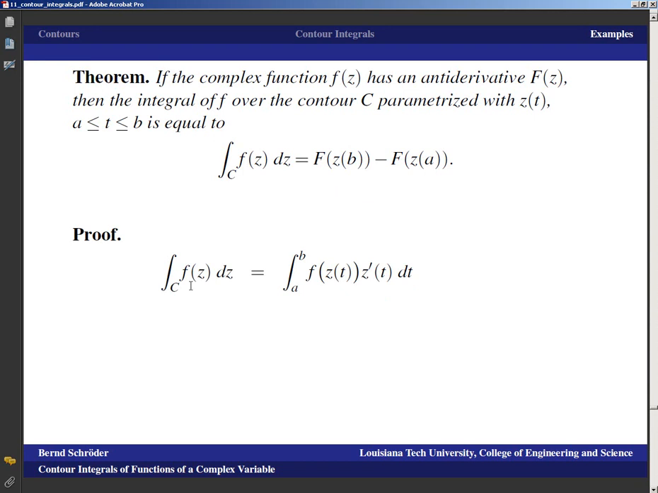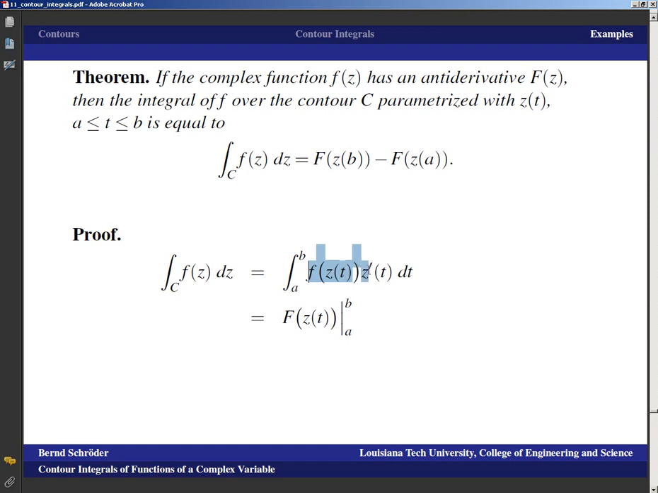We take the integral f of z dz, which is the integral from a to b, f of z of t times z prime of t, and that's just capital F of z of t from a to b. Okay, yeah, I was talking about the fundamental theorem of calculus, and then it looks here like we're using the fundamental theorem of calculus. Well, that's because we do.